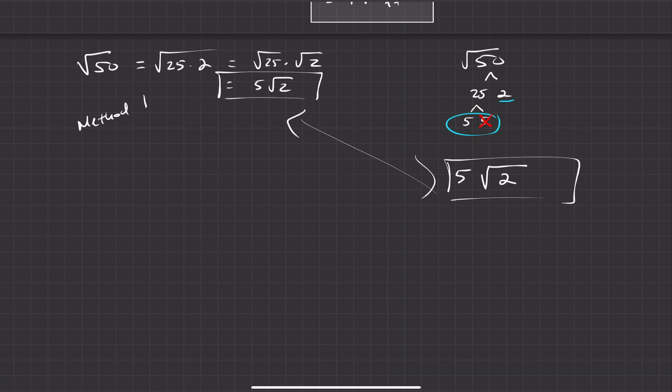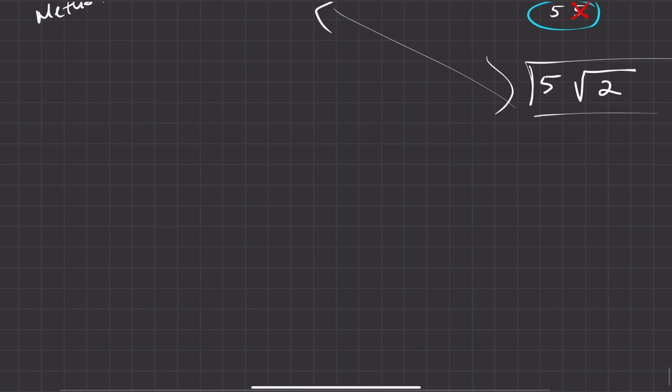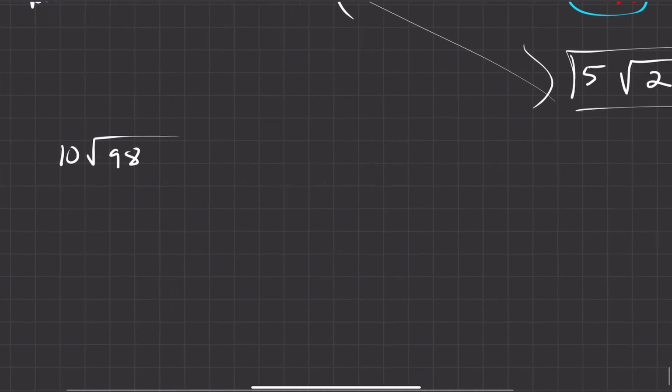All right. Let me go ahead and take a look at it. Perhaps you're going to get something like this. All right, so maybe you'll get something like 10 root 98. Okay, I'm going to use the first method, and then I'm going to use the other method. Same problem, 10 root 98.